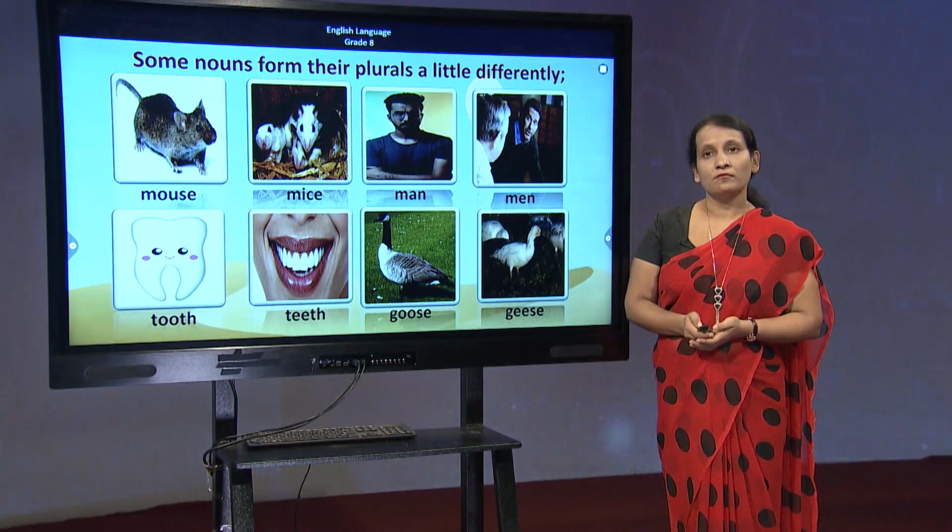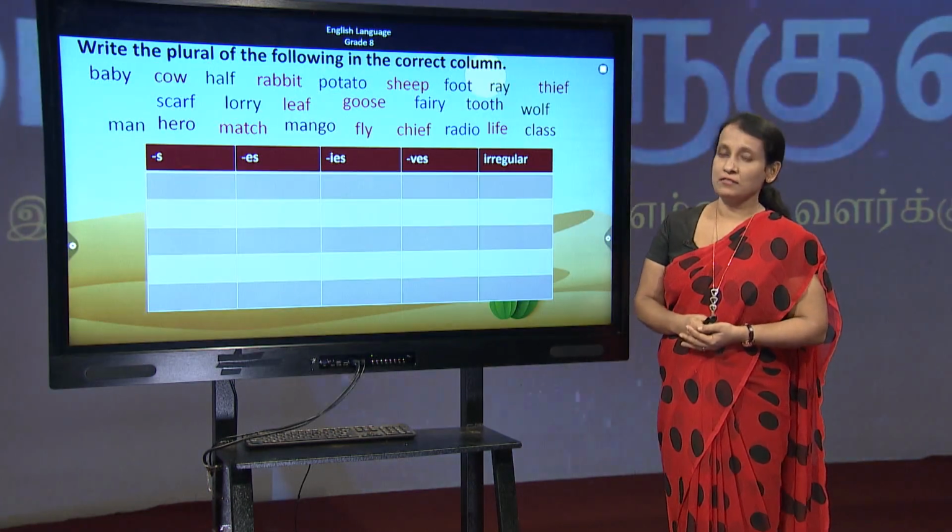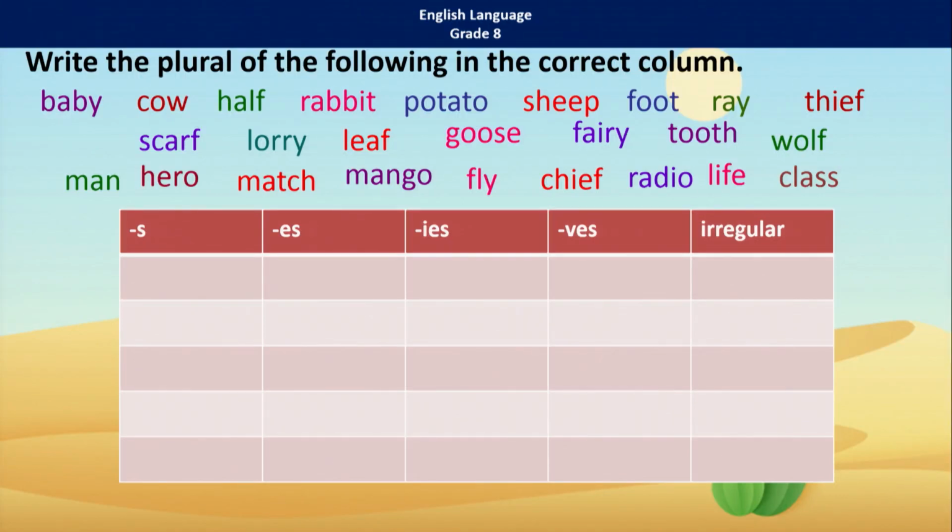Okay, children. We'll now move to a simple activity. Write the plural of the following in the correct column. I think Ms. Suchitra will read the words. Yes. So you have baby, cow, half, rabbit, potato, sheep, foot, ray, thief, scarf, lorry, leaf, goose, fairy, tooth, wolf, man, hero, match, mango, fly, chief, radio, life and class.